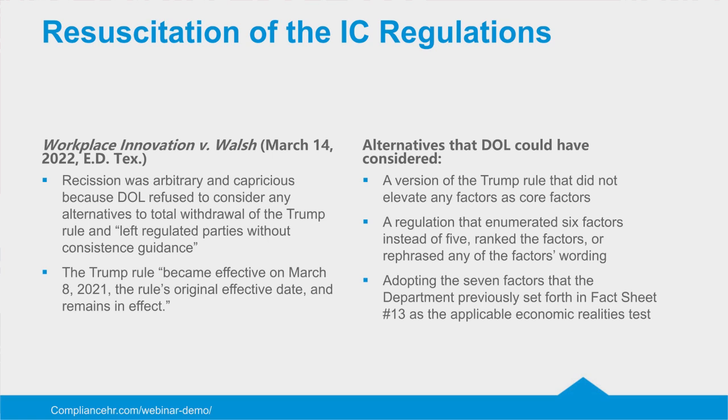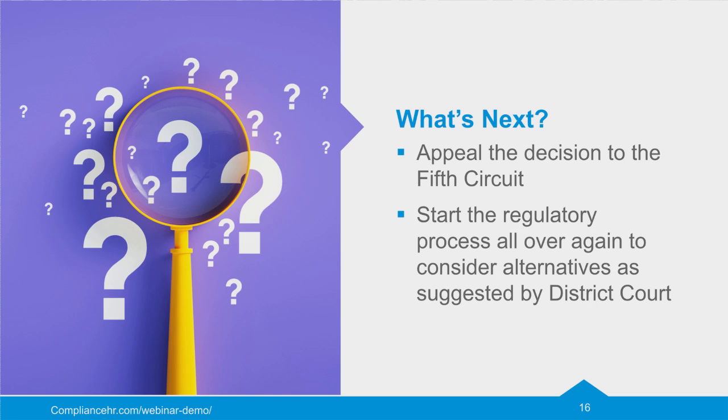Yeah, and what I have on your screen, folks, is the three alternatives that the judge suggested the DOL could have done, but they didn't. But I think those are interesting because that really turns to what happens next, right? One of the things that DOL could do next is start the regulatory process all over again and follow the judge's decision to present some alternatives to the Trump regulations. But they would have to justify the alternatives, and as I was alluding to earlier, it's not that simple for them to do. So that is one option.